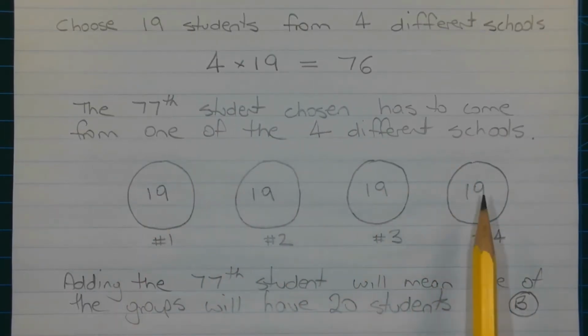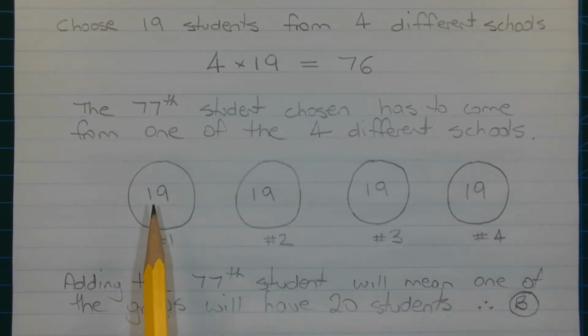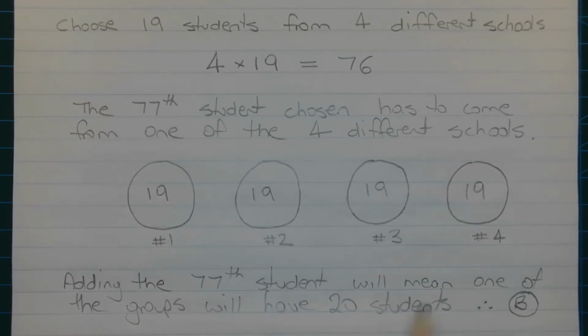So I've drawn 4 circles here to symbolize the 4 schools, and inside each of the circles there's 19 students. Now the question is asking for the minimum number of students to be chosen so that at least one of the circles has 20 students. So if we've chosen 76 students evenly distributed among the 4 circles, the 77th student has to go into one of these 4 circles, which will make one of those circles 20 students. So adding the 77th student will mean one of the groups will have 20 students. Therefore, the correct answer is option B.